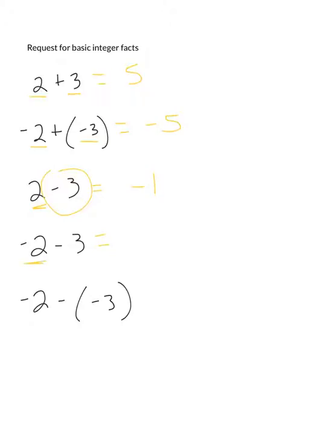Here I am at negative 2. I'm going to continue to go back 3, negative 5. And this tricky one here, these two will cancel each other out because they make an opposite, and we have negative 2 plus 3, which gives you 1.